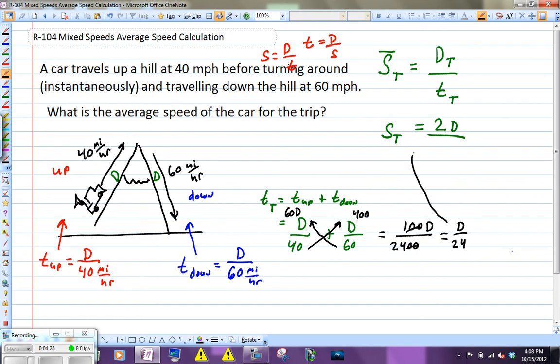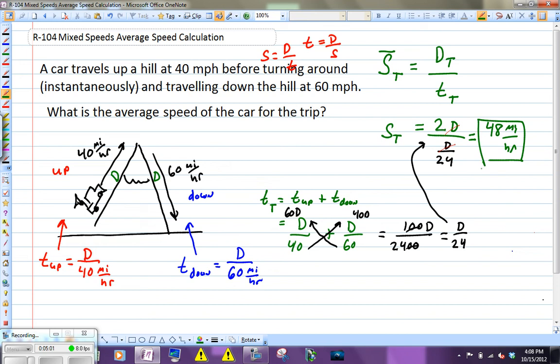Then you're just going to plug that in, 2d over d over 24, and you can see the d is going to cancel out, so it really doesn't matter what you use for the distance. A lot of students, when they first approach these problems, they like to just make up a number, and that's fine. But whatever number you put in, it's going to cancel out. And in the end, when you divide 2 by 1 over 24, that's the same as multiplying by 24, that is going to give you a final speed of 48 miles an hour.